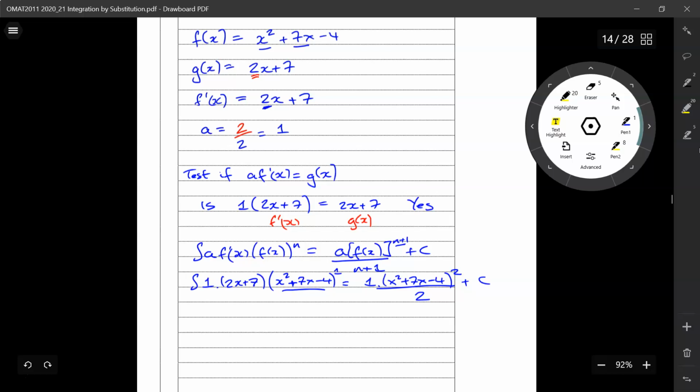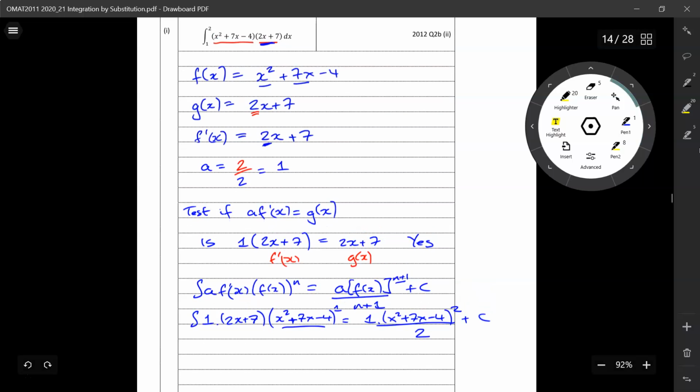But we're doing a definite integral here going from 2 to 1. I should have put the limits here to begin with. We're going here from 2 to 1. So we don't have an indefinite integral here. What we have here is a definite integral going from 2 to 1.